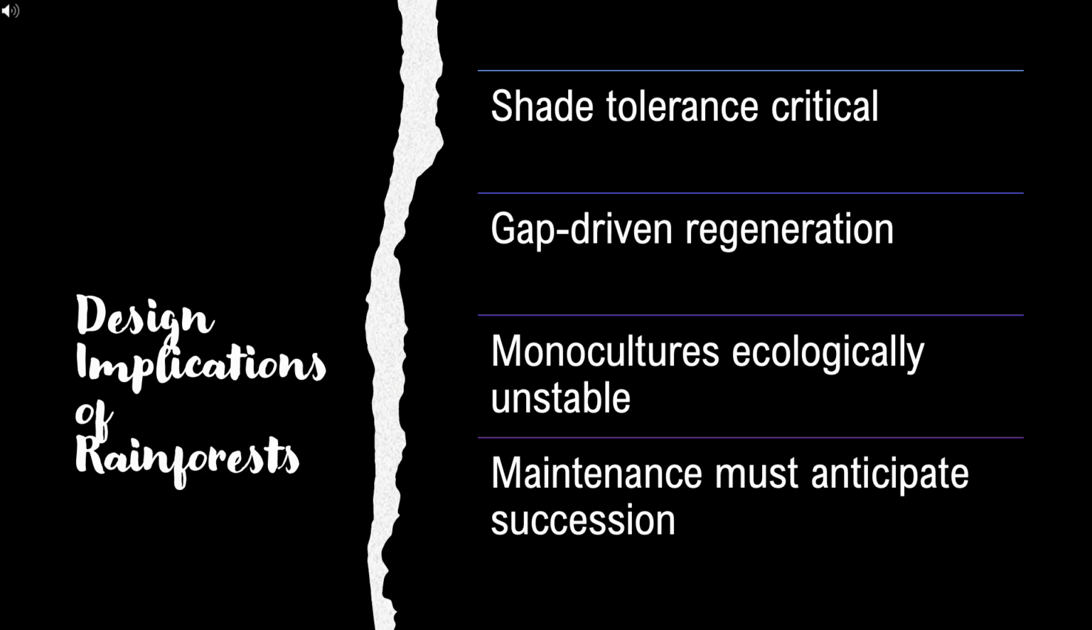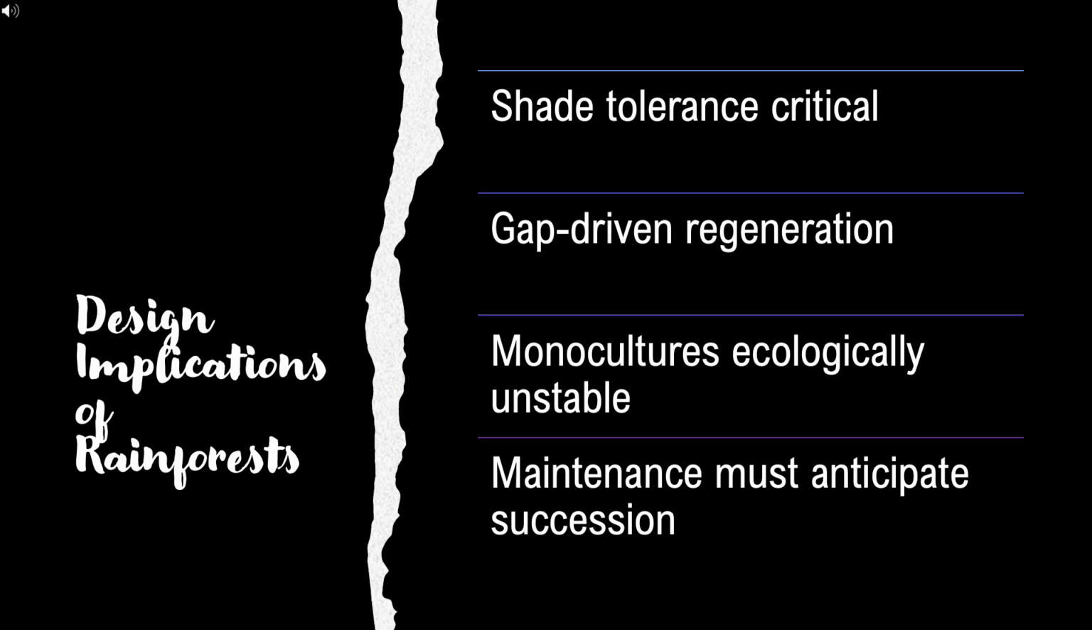When you're specifying understory plants, ground covers, shrubs, lower layer species, you need to verify that they can genuinely survive at 1 to 2% full sun. A lot of plants marketed as shade tolerant actually need more light than a mature rainforest understory provides. Get specific. Know your light levels.